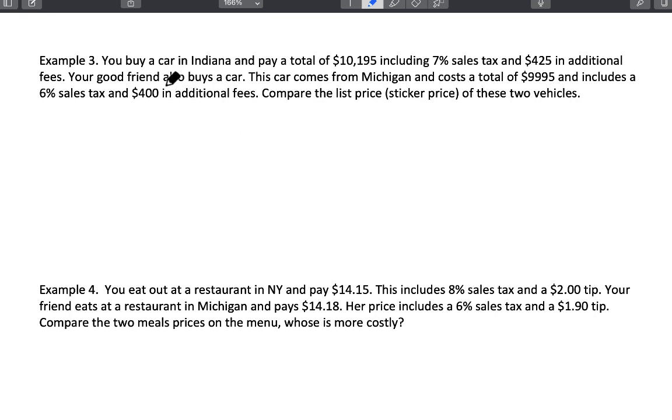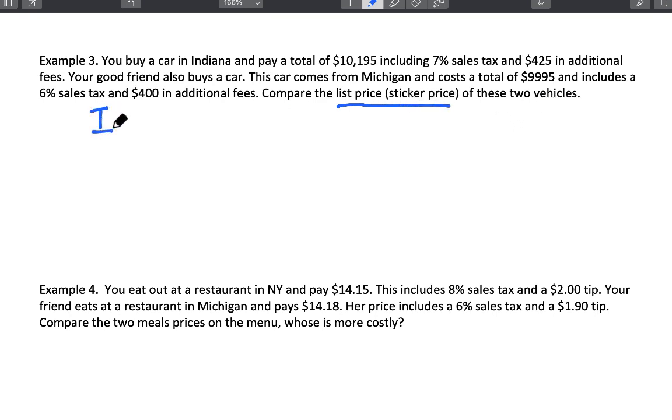All right, example 3 says, you buy a car in Indiana and pay a total of $10,195, including 7% sales tax and $425 in additional fees. That's like title and registration. For those of you guys that are turning 16 soon, you'll understand. Your good friend also buys a car. This comes from Michigan with a total cost of $9,995 and includes a 6% sales tax, $400 in additional fees. Compare the list price, which is the original price of the two vehicles.